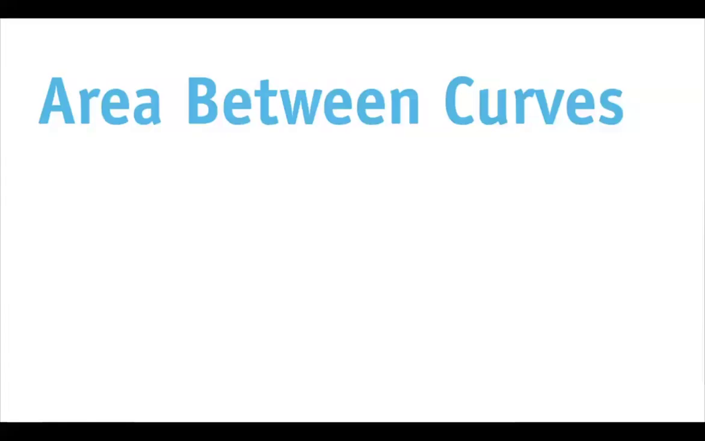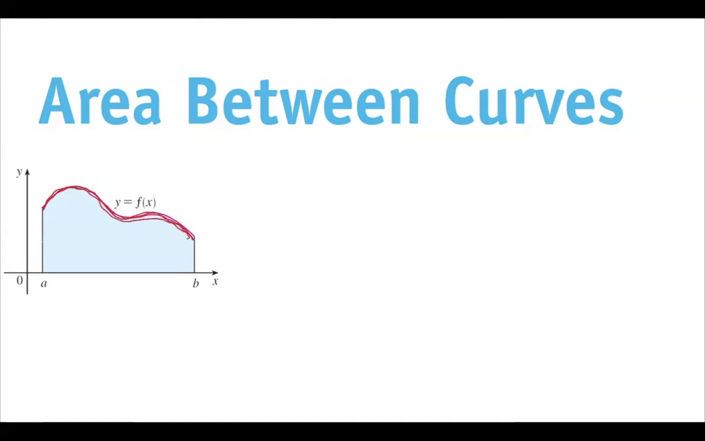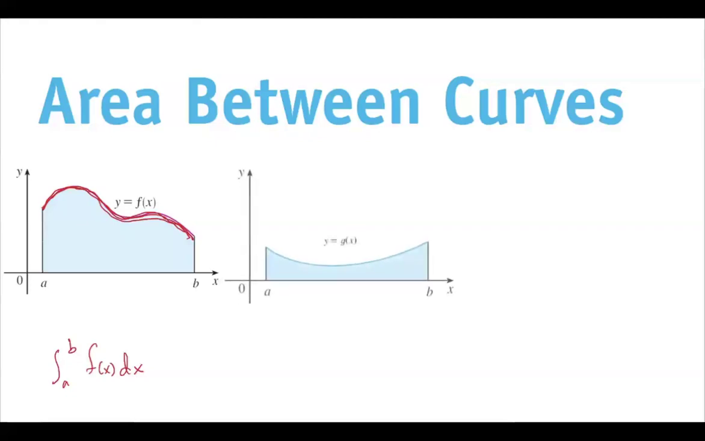Area between curves. So suppose you want to calculate the area below the function y equals f of x and the positive part of the x-axis as x is bounded between a and b. Well, it's not that difficult. It is basically the definite integral from a to b of f of x dx.